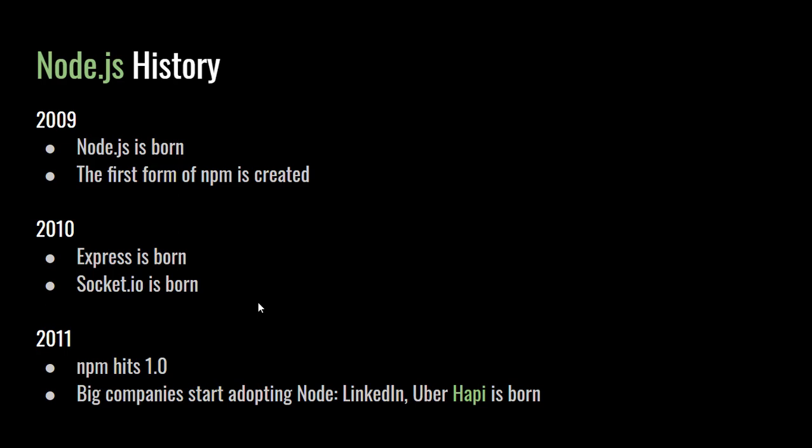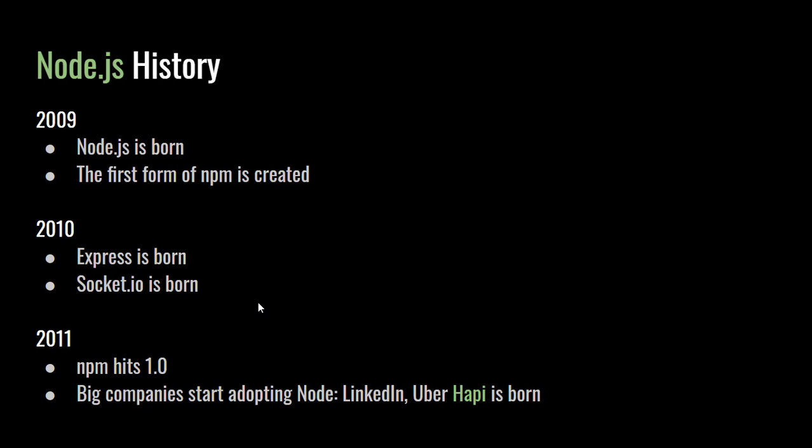Socket.io is born. So Socket.io basically deals with these sockets, web sockets across the TCP/IP protocols on the network layer. So again, Node has a lot of different things it can do. It can be a web server. It can be used for networking. It can be used for many things, right? So we'll get into that.